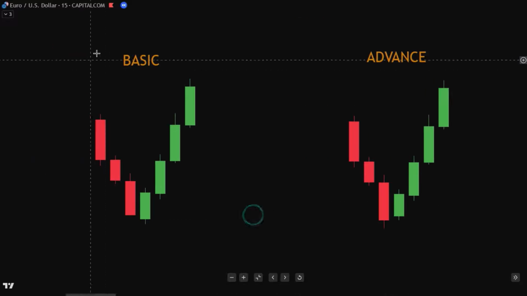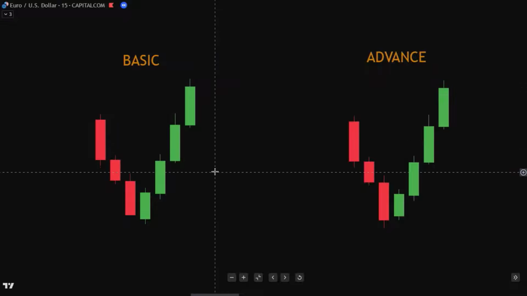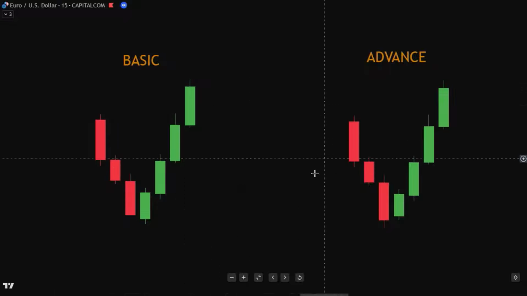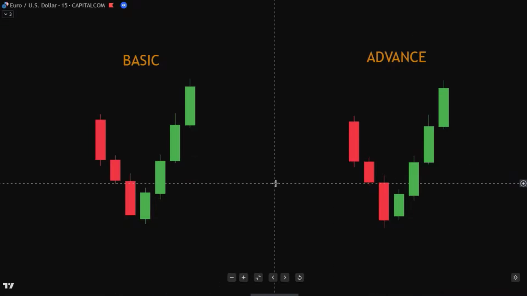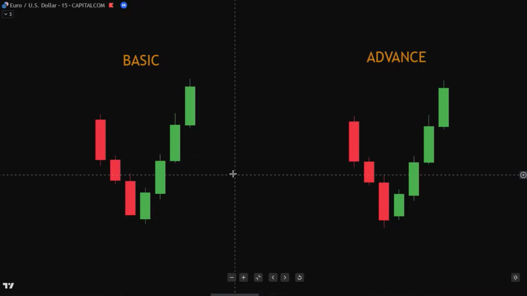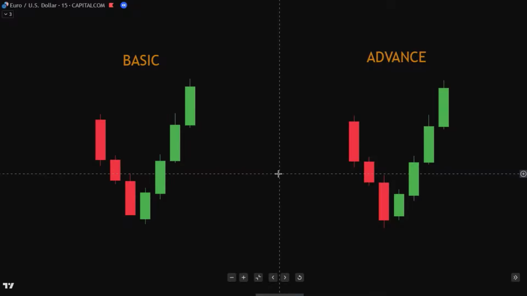You can see on the left side I wrote basics, and on the right side I wrote advanced. I will explain why this is advanced and why this is basic. If you look at this chart, both of these look the same, and if anyone tries to find the strategy here, everyone will find the same strategy.